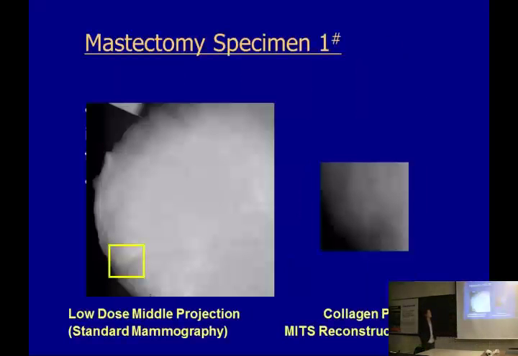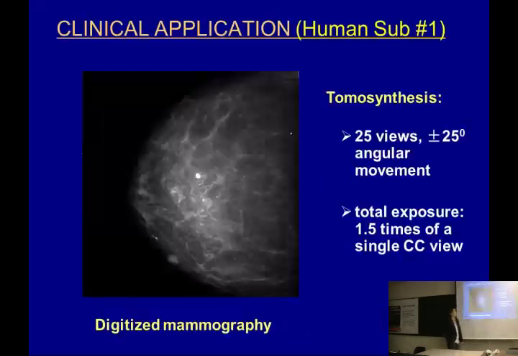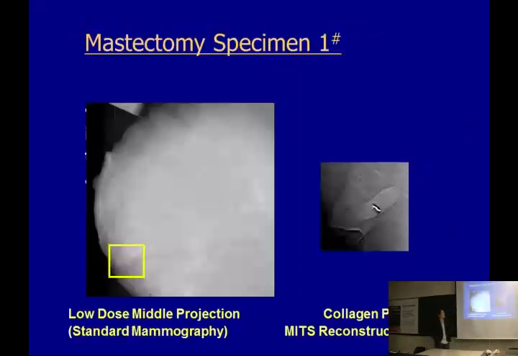Now we show some mastectomy specimen examples, basically tissue cut from a human subject. This area is a middle projection, similar to mammography. In this area, you can see some objects that are not so clear. And the right one is a movie. We can reconstruct slice by slice, passing through the object with similar dosage.